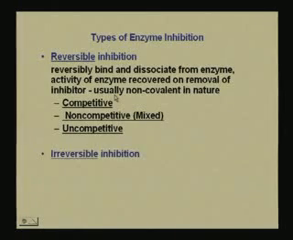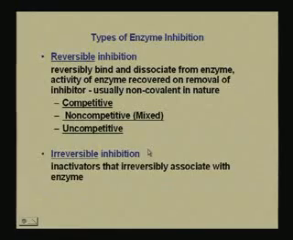We can have irreversible inhibition. In this case, the inactivators or the inhibitors irreversibly associate with the enzyme, usually forming covalent bonds. Once a covalent bond is formed, it is extremely difficult to break. So there will be irreversible inhibition of the enzyme and the enzyme will be rendered inactive. That is not the case with reversible inhibition.